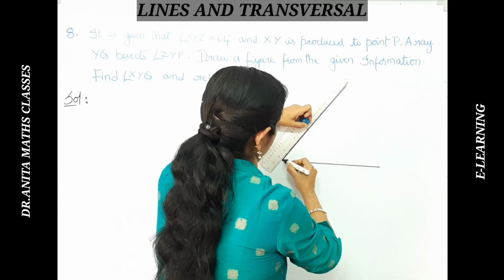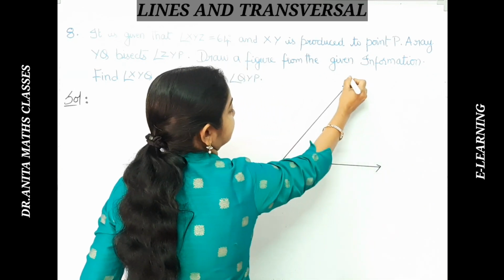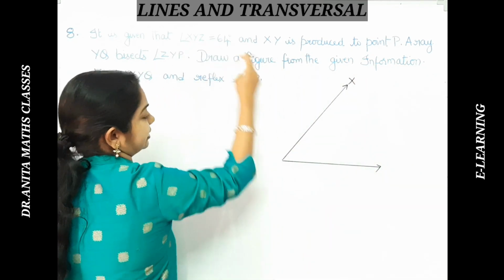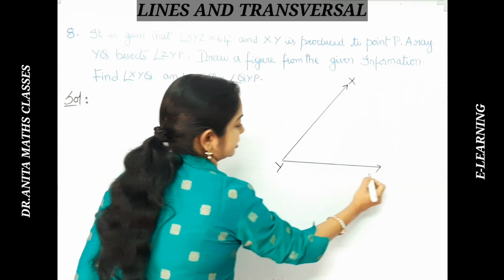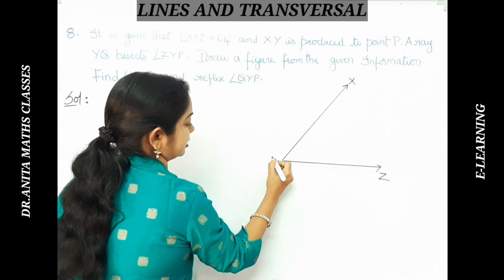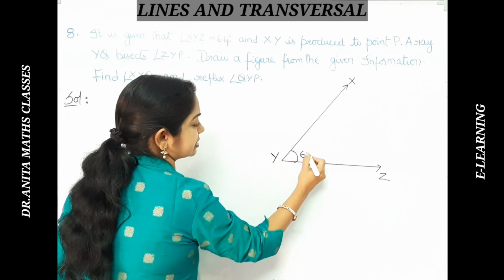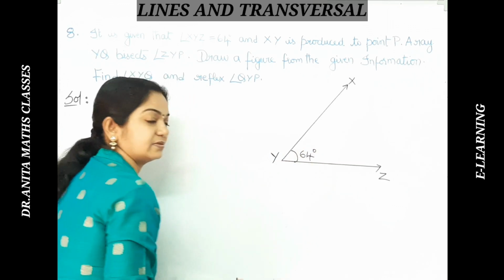So let this be X, Y, Z. So this is Y and this is Z. Okay. So let me write it as Y here. And this is given as 64 degrees, right?